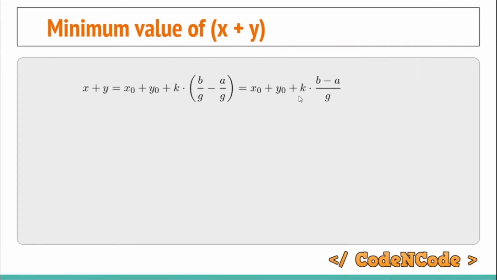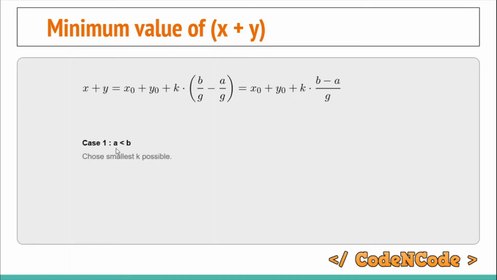How? See, the final solution we have is x0 plus y0 plus k times (b minus a) by g. Here, x0 and y0, g, a and b, all of them are constant except k, right? We can vary k, we can choose k. If we are given a range, we can choose the minimum k and the maximum k. If you are not provided any range, then you can choose k to be minus infinity or plus infinity. Nevertheless, depending upon the combination of b and a, we have 3 different cases.